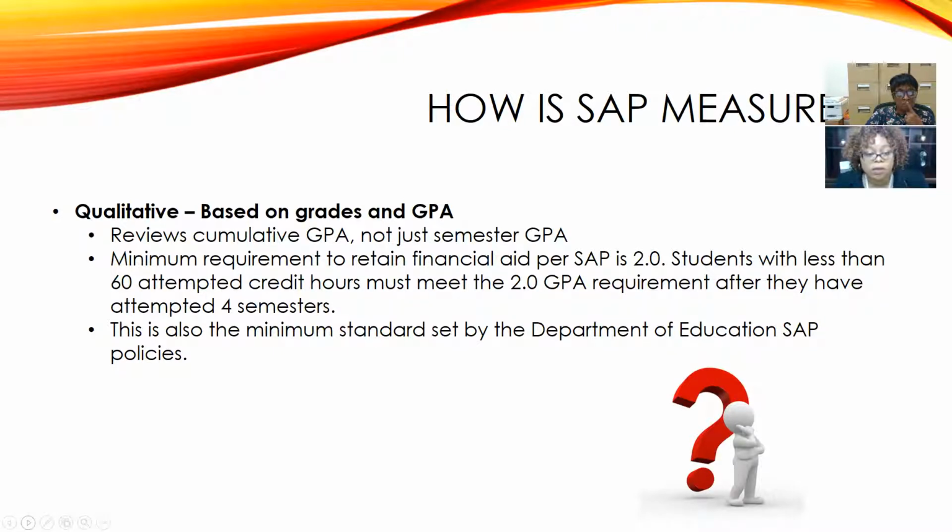in order to maintain your financial aid eligibility. For our incoming freshmen and sophomore students, the Department of Education has a standard that states that after you've attempted 60 credit hours, you must meet the 2.0 GPA requirement. That basically is after you've attempted 4 semesters, not necessarily past 4 semesters, but you have attempted 4 semesters or initially 60 credit hours, okay? This standard is Talladega College's standard and also the minimum standard set by the Department of Education.